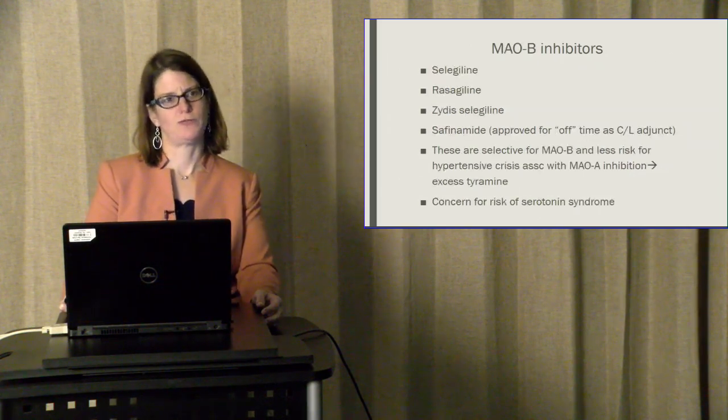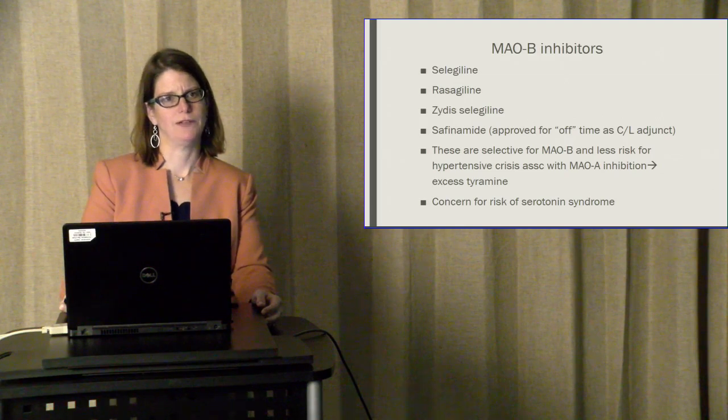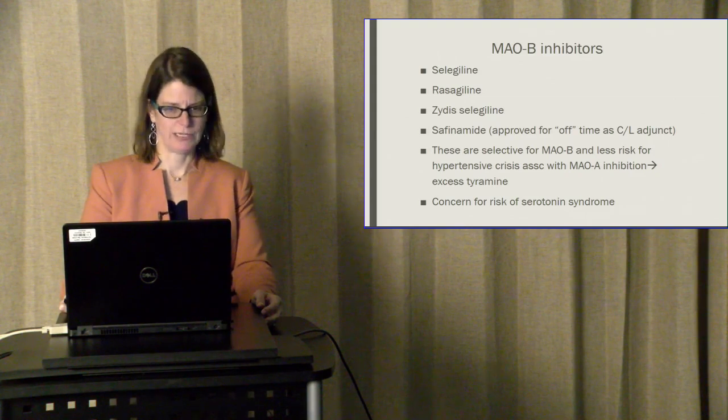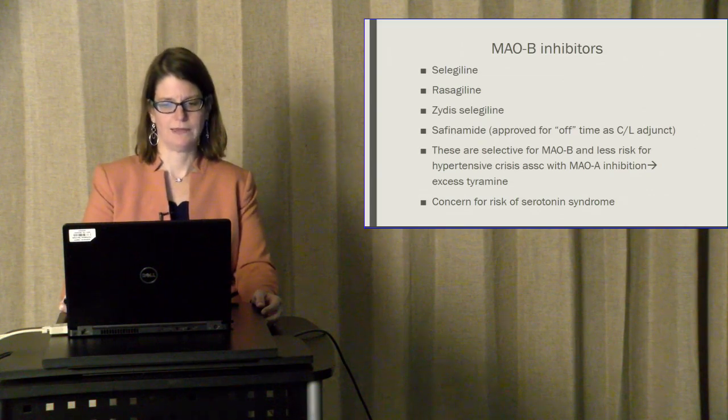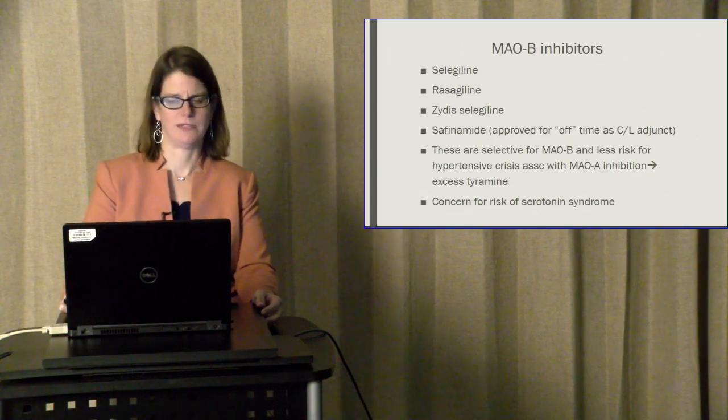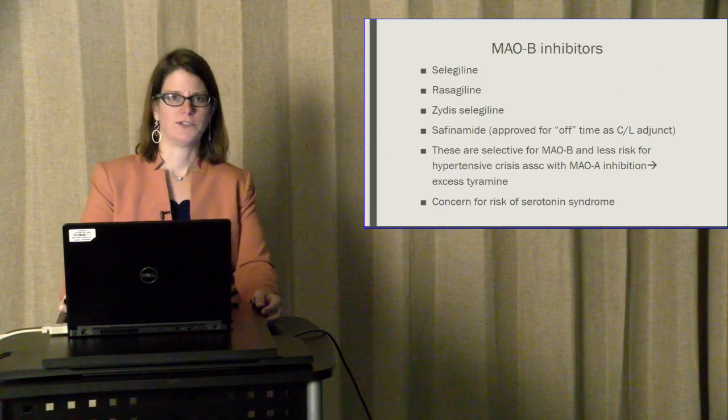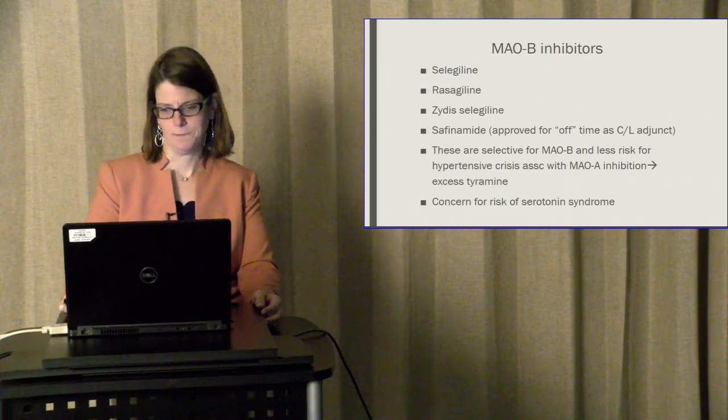MAO-B inhibitors, these are frequently used early because they're fairly mild and have some symptomatic benefit without many side effects generally. So selegiline, rasagiline, zydis selegiline, which is one that dissolves, and safinamide, which is a fairly recently approved medicine to be used for off time with carbidopa levodopa.